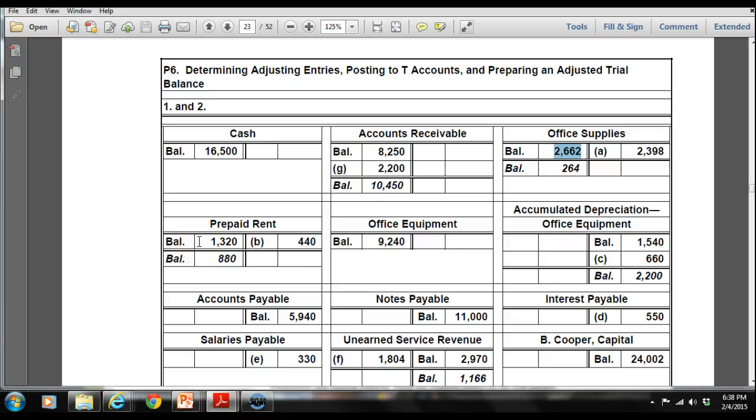Next, there's another asset, office equipment. It's a balance of $9,240. We'll show that as a debit.